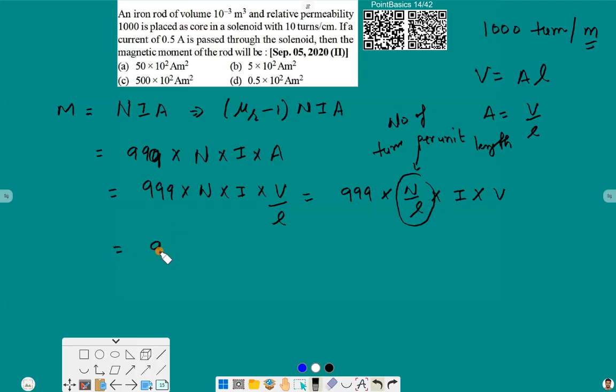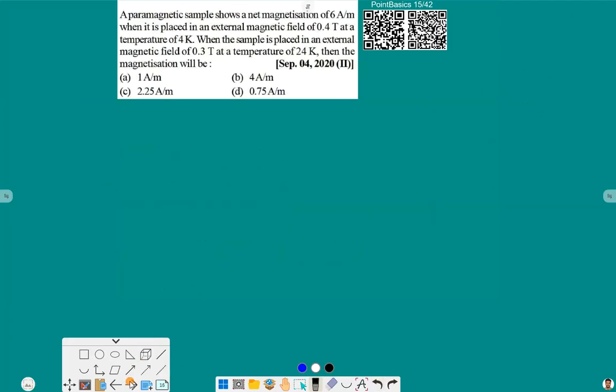So it will be 999 into 1000 into 0.5 into volume 10 raised to power minus 3. So these two get cancelled, and this is almost 1000 into 0.5, which is equal to 500, so option B will be the right answer here. Let's move to the next one.